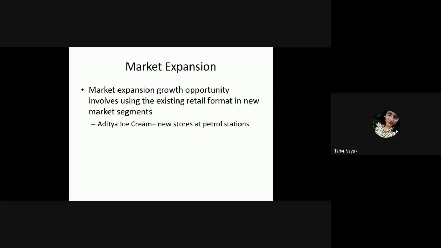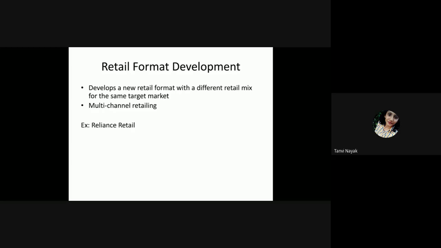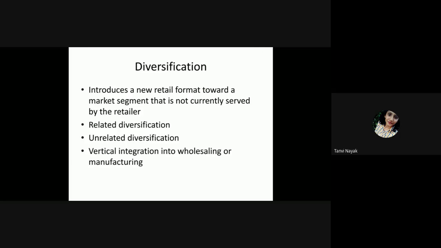Also, we have retail format development, as we have discussed: developing a retail format with a different retail mix and using it as a strategy. Which product, which type of pricing, what promotion activities, the procedures, and the assortment to be kept in the stores have to be decided in advance for a new format. The example we have just discussed is multi-channel retailing, like the use of physical space, or using technology to reach customers via the internet. So Reliance Retail has almost all types of business formats.